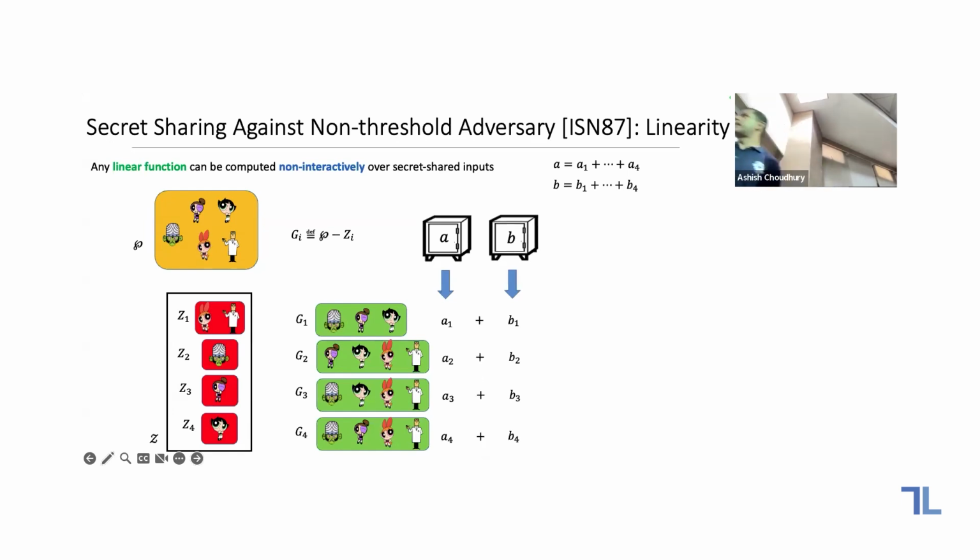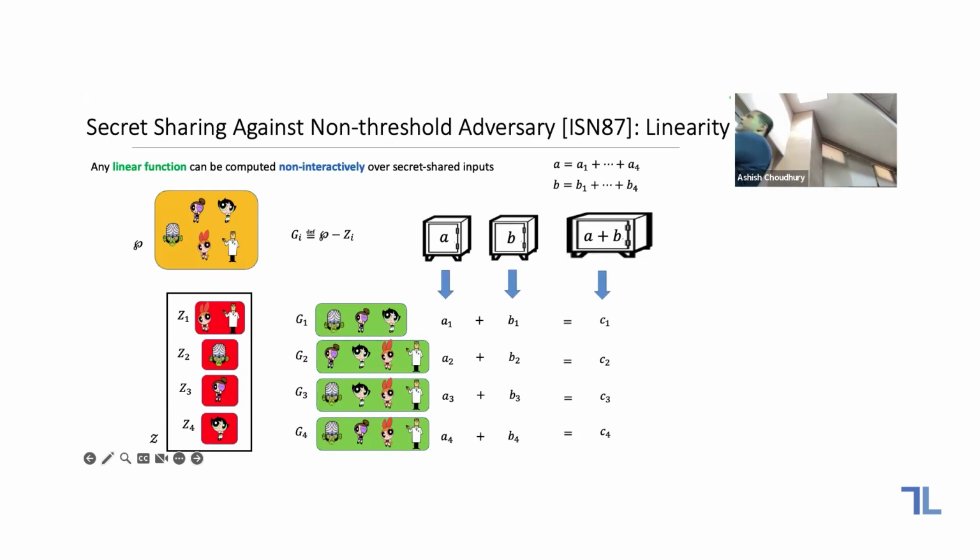Now, if we let each individual party in the individual green sets add up their shares of A and B and focus on the resultant shares, then it's easy to see that C1 plus C2 plus C3 plus C4 is basically A plus B. So it is actually a secret sharing of A plus B.